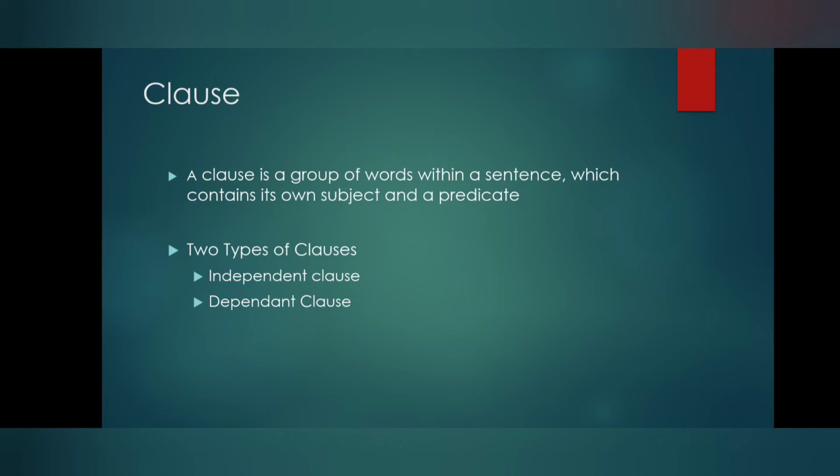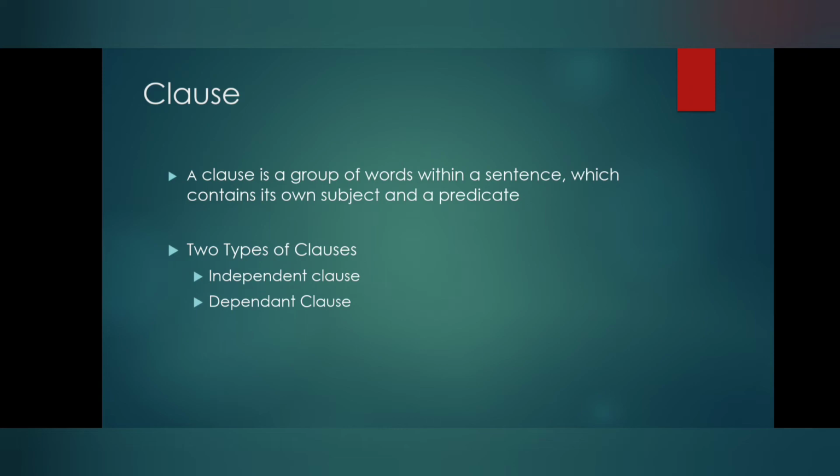So, moving next, we have the clause. A clause is a group of words within a sentence which contains its own subject and a predicate. And there are two types of clauses. The first one, independent clause. The second one, dependent clause.